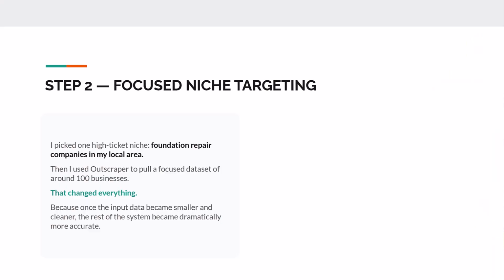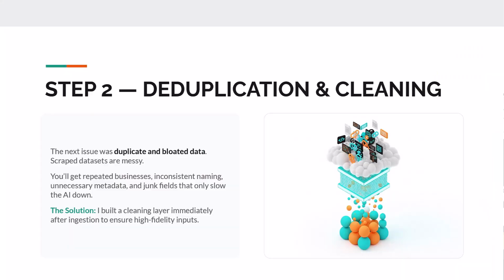I picked one high-ticket niche: foundation repair companies in my local area. Then I used Outscraper to pull a focused data set of around 100 businesses. That changed everything. Because once the input data became smaller and cleaner, the rest of the system became dramatically more accurate.